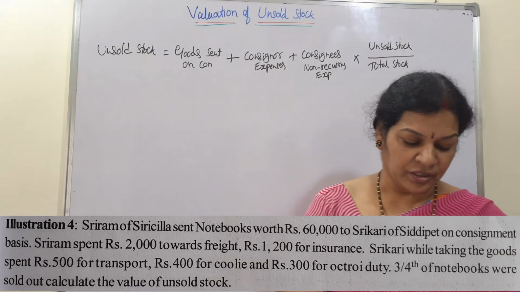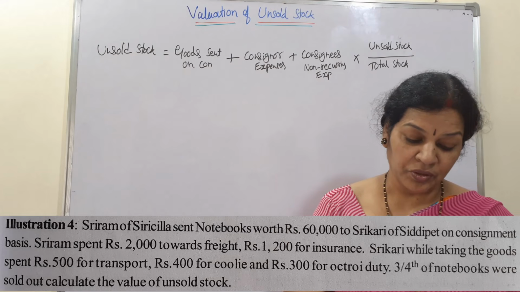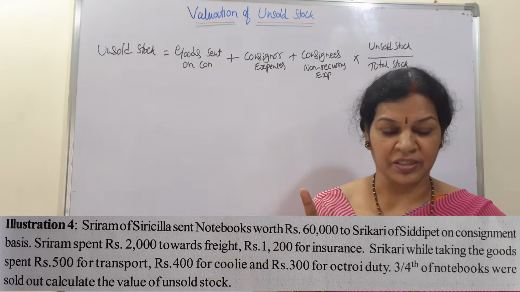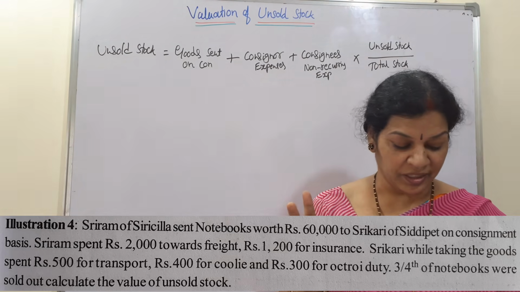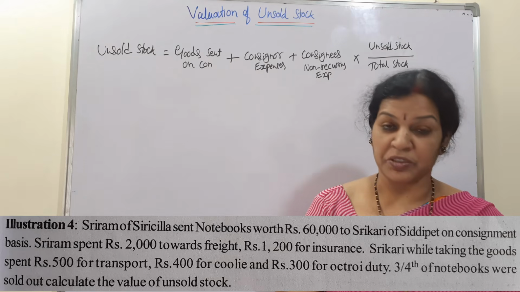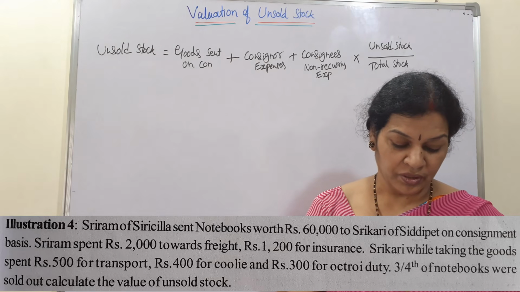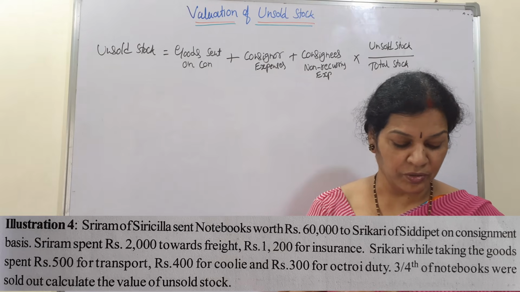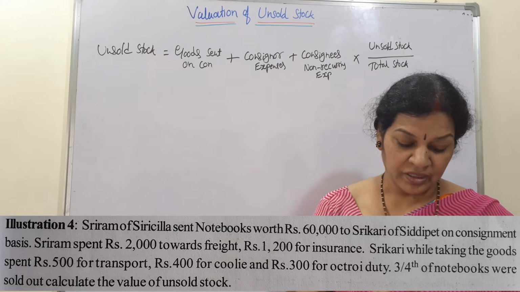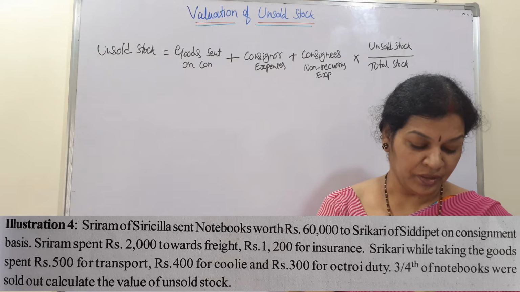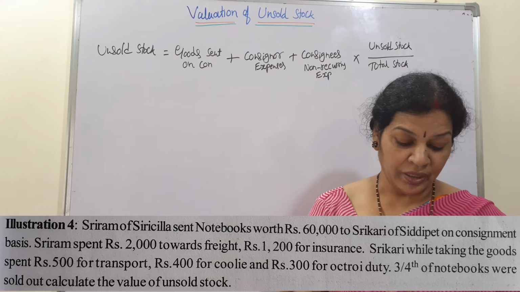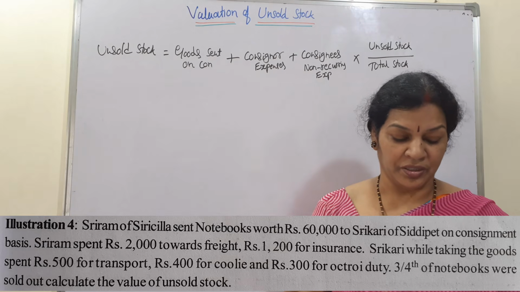Sriram of Sirsilla sent notebooks worth 60,000 to Srihari of Siddipet on consignment basis. Sriram is consignor, Srihari is consignee. Sriram spent 2,000 towards freight, means consignor's expenses 2,000, and 1,200 for insurance. 1,200 is also consignor's expenses. Srihari while taking the goods spent 500 for transport and 400 for coolie and 300 for octroi duty.